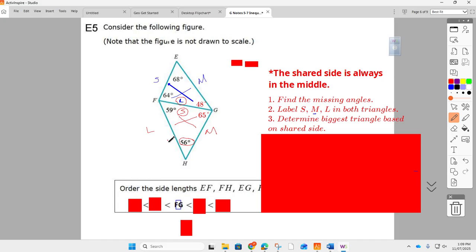Does that make sense? So, if two of the three sides in this triangle are bigger than two of the three sides in this triangle, doesn't this one have to be the biggest one? Does that make sense, Josephine?